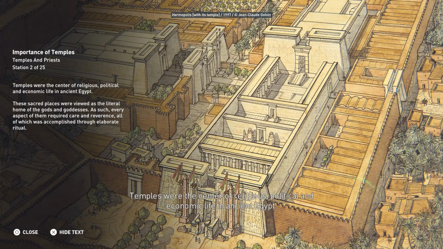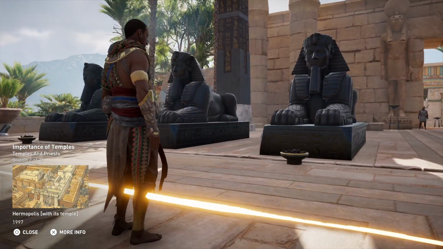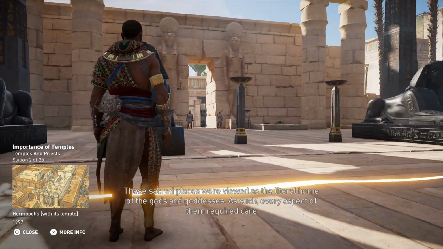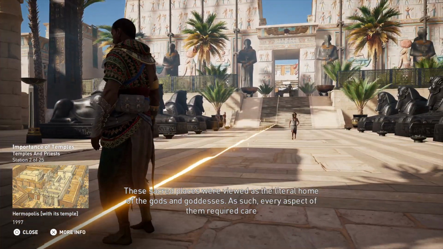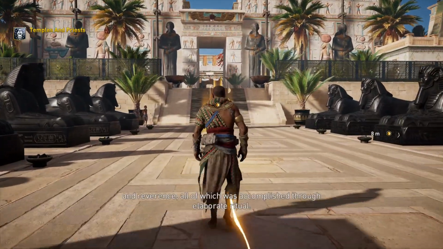Temples were the center of religious, political, and economic life in ancient Egypt. These sacred places were viewed as the literal home of the gods and goddesses. As such, every aspect of them required care and attention.